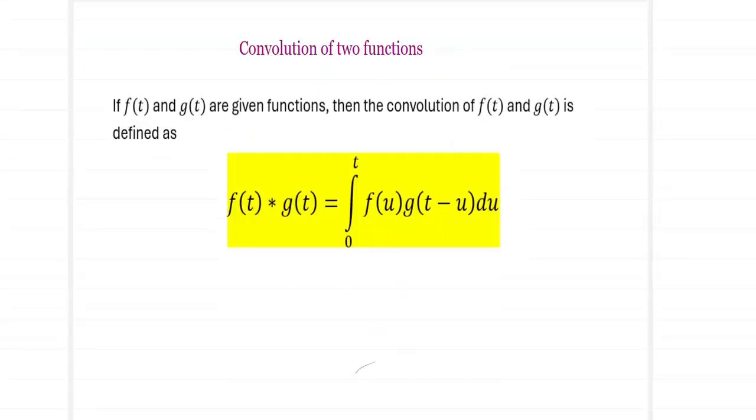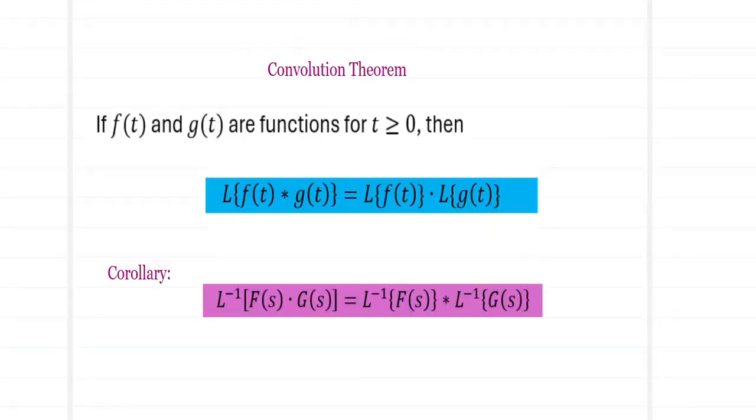Convolution of two functions. Suppose f of t and g of t are your given functions. Then the convolution of f of t and g of t is defined as f of t convolution g of t. This is the symbol we are going to use, an asterisk, for the representation of convolution. So f of t star g of t is defined as the integral from 0 to t of f of u g of t minus u du. Now, what is meant by the convolution theorem?